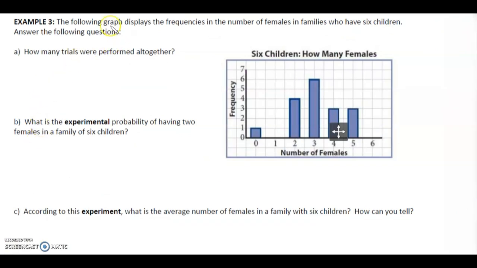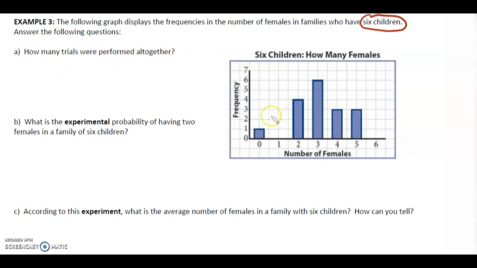Example 3, the following graph displays the frequencies in the number of females in families who have 6 children. Answer the following questions. How many trials were performed altogether? So what I'm going to do is go over all of the outcomes, 0, 1, 2, 3, 4, 5, 6, and I'm going to write on top the number of females that they have, pretty much as kids, right?